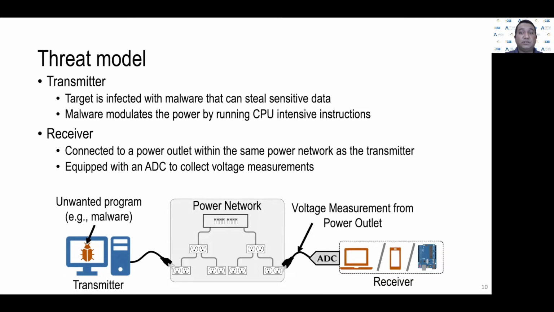As for the receiver, we consider it is connected to any power outlet within the same power network. When we say same power network, we mean both outlets have a common distribution point without any transformers in between. We also consider the receiver is equipped with an analog to digital converter that can sample the voltage reading from its outlet.